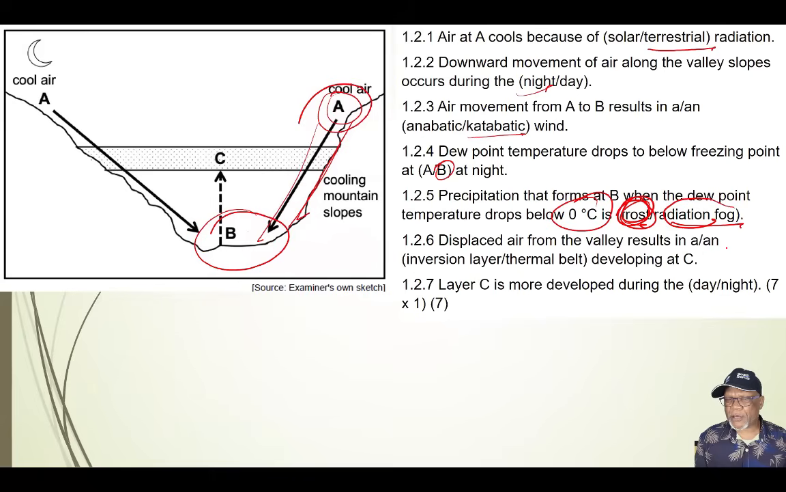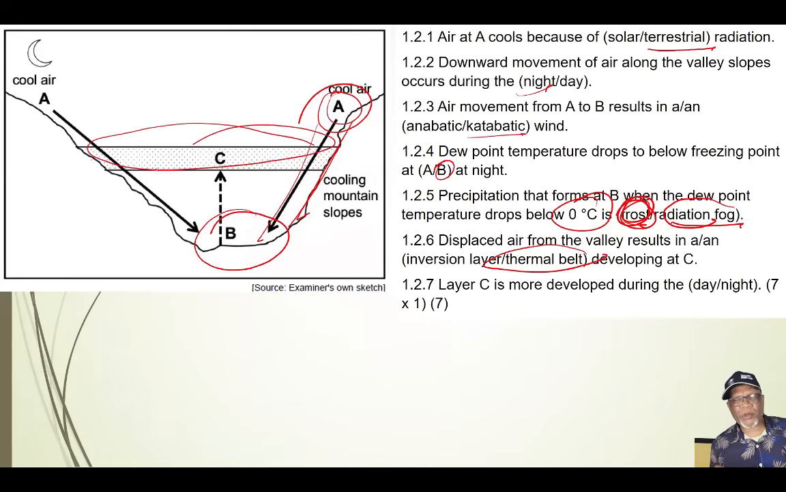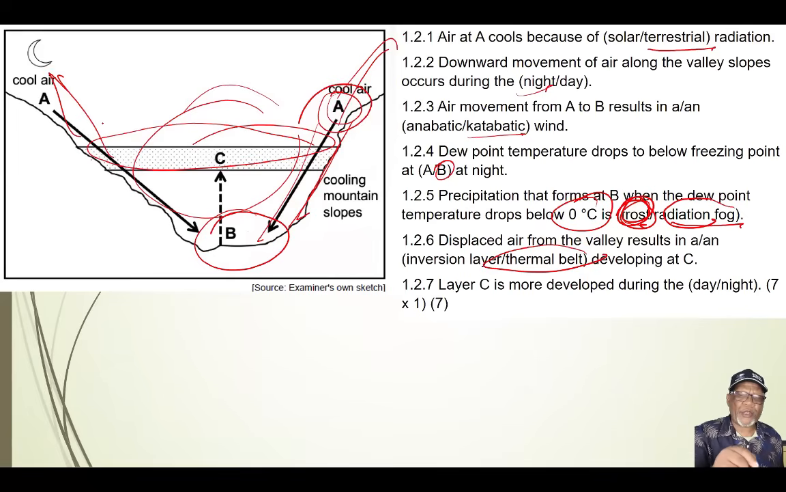Displaced air from the valley results in an inversion layer or thermal belt. This is going to result in a thermal belt. Layer C is more developed during the night, not during the day, because during the day the entire valley has warmer air, and the air is still moving up. There is no accumulation of cold air there during the day.